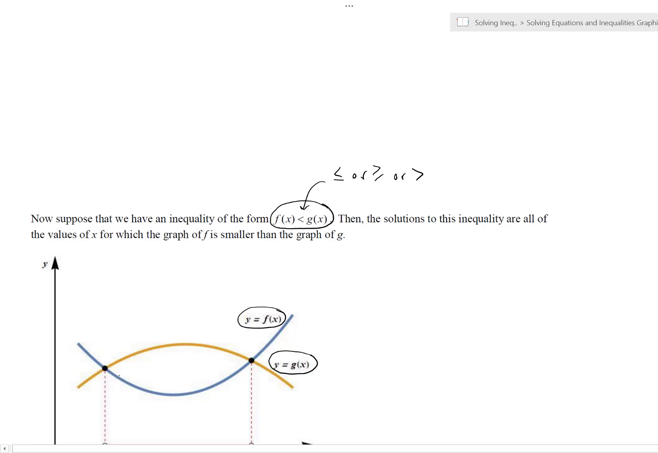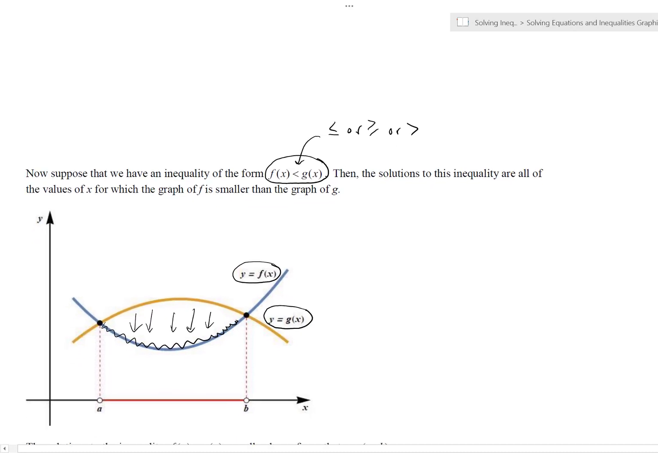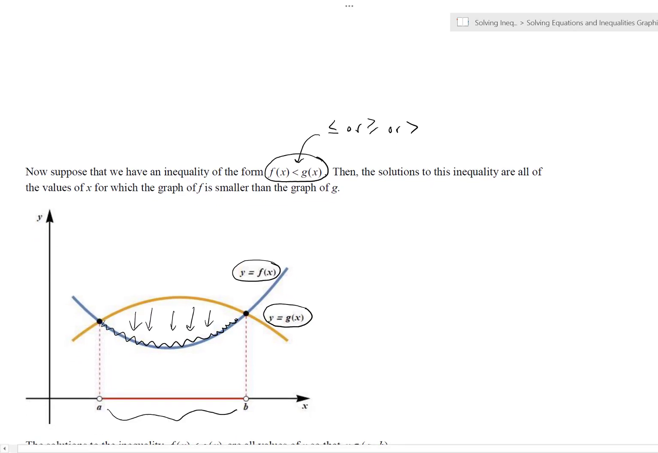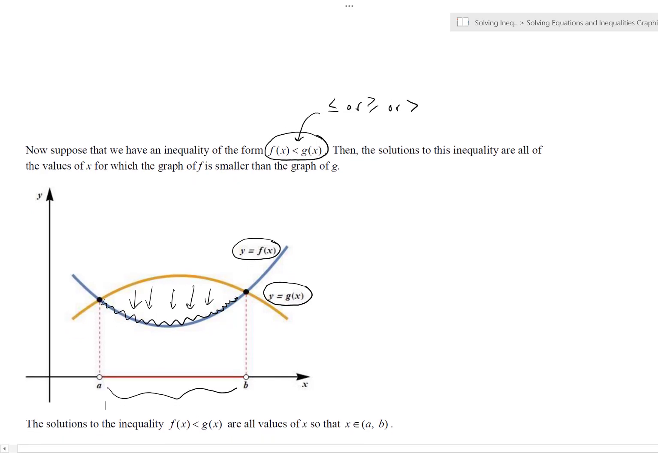Where is that going to be? Well, the function f of x, its graph is below the graph of g of x, all on that piece of the graph right there. So we're trying to solve the inequality in terms of x. Which x values do this? All the x values between a and b, but not including a and b because we're looking at just where f of x is less than g of x, not less than or equal to. So the solution set to such an inequality would be all the values of x between a and b and not including the a nor the b.